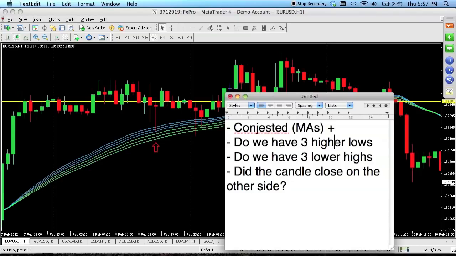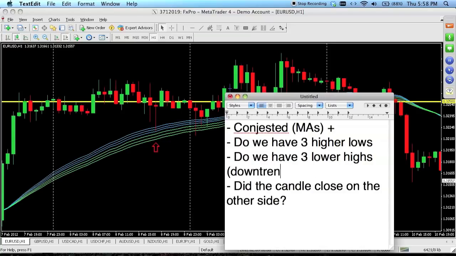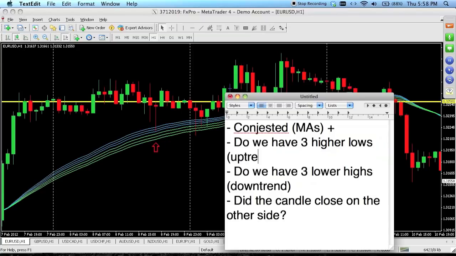Do we have three higher lows or three lower highs? Let's count. We have one, and then we have two. The one previously is not in a trend, so that makes it invalid. In a downtrend, you're going to have three lower highs. Okay, this is for a downtrend, and this will be for an uptrend.